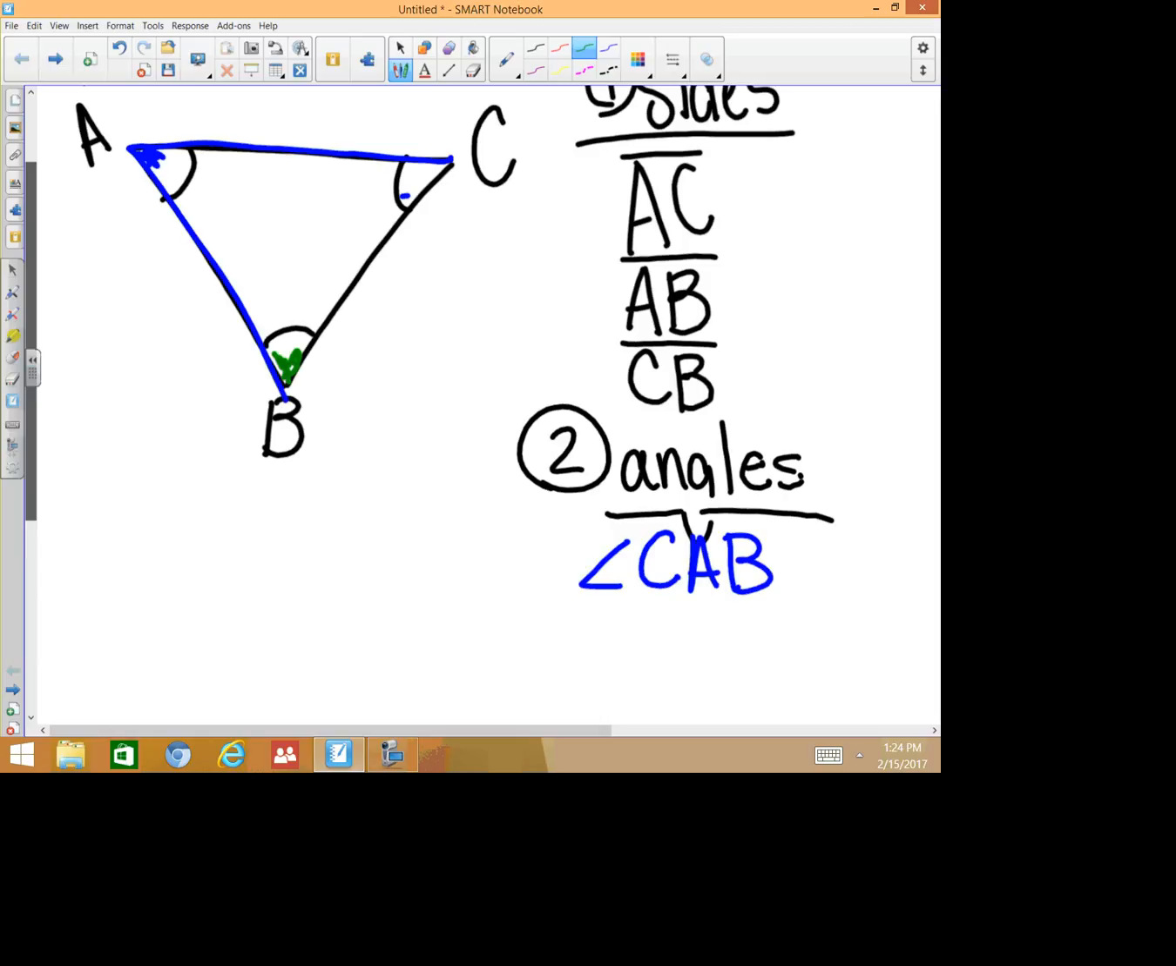Would it be C? No, you can start with C. Oh, C, B, A. But could I also call it A, B, C? Yeah, as long as it puts this B in the middle. So he said C, B, A, or A, B, C. Both are correct. You would only have to write it one way. Okay?